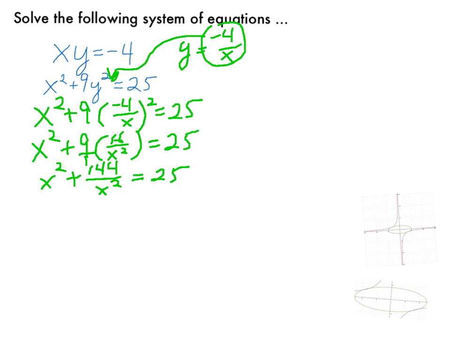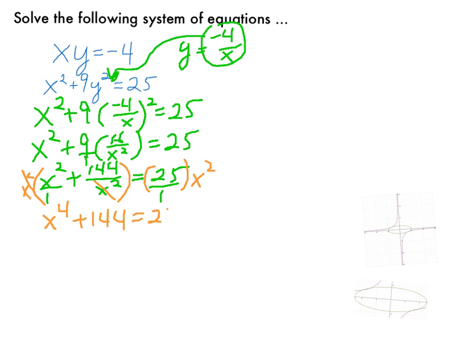All right, what I like to do in this case, you've seen me do this before, is look at my common denominator and multiply through by it. So the common denominator here is an x squared. If we were to multiply both sides by x squared, let's see what happens. That would give us an x to the fourth. The x squareds here would cancel, and I'd have 144. And over here, we'd have 25x squared.